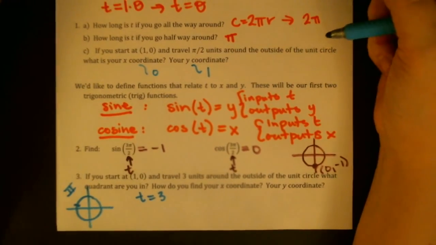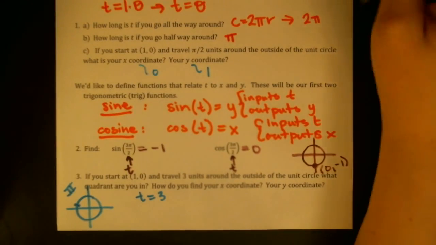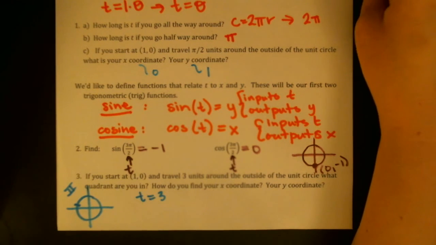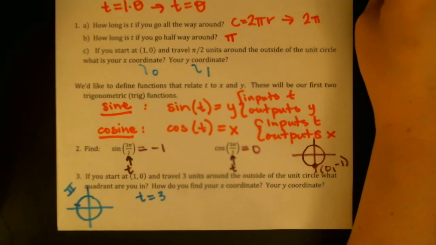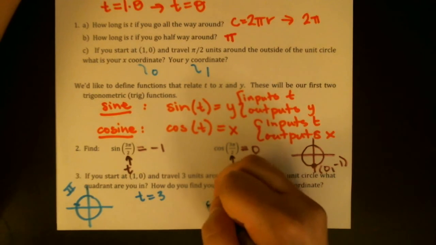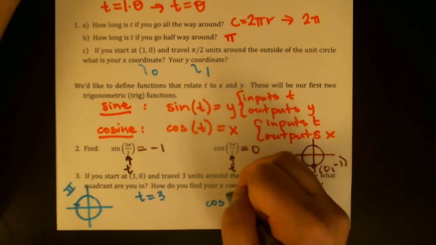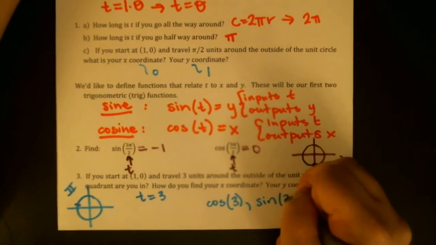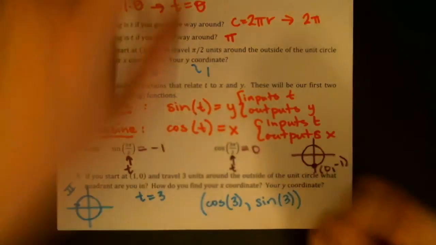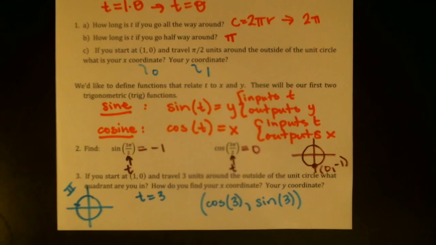And if you're sitting at this point in quadrant 2 and you want to find your x-coordinate and your y-coordinate, this again is just getting back to the jobs of the trig functions. If I tell you you've traveled 3 units and I ask you for your x-coordinate, you would use cosine. So the coordinates of this point would be cosine of 3, sine of 3.